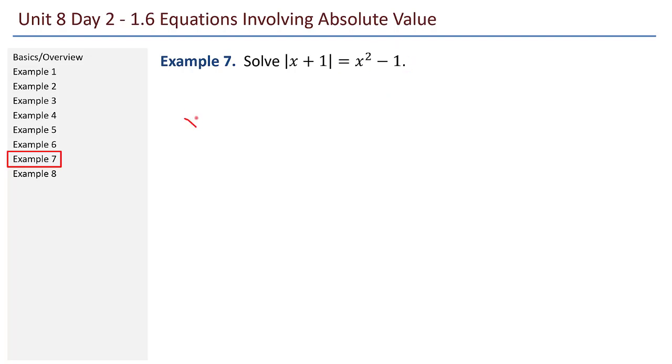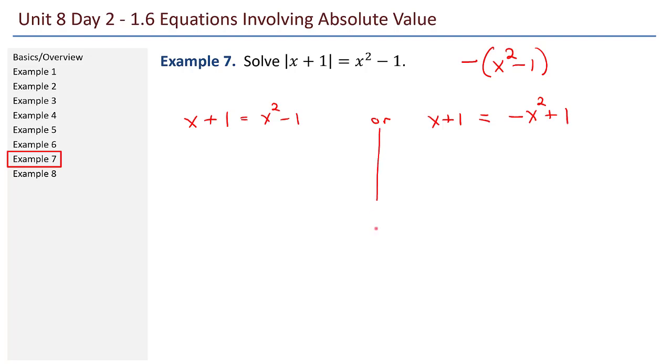So that becomes x plus 1 equals x squared minus 1, or x plus 1 equals, now here is where I need to be really careful. It's the negation of x squared minus 1. So that negative sign is going to distribute, and that gives me negative x squared plus 1. So now we just solve each of these on their own.